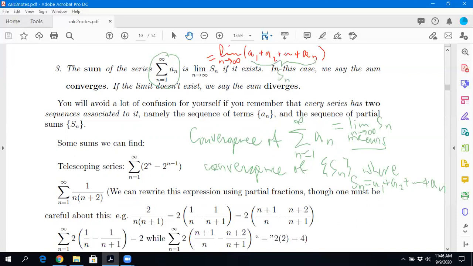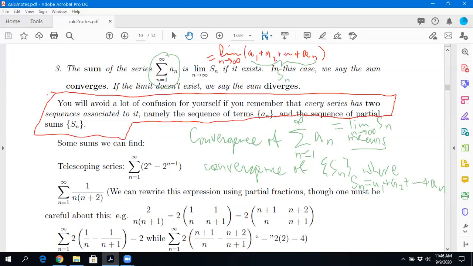And this is a key sentence right here, okay? I kind of put this down right here, okay? So let's kind of think about what this thing says. You will avoid a lot of confusion for yourself if you remember that every series has two sequences associated to it, namely the sequence of terms. Those are the individual summands, yes? You have the sequence of terms, but you also have the sequence of what? Right, the sequence of partial sums, right?